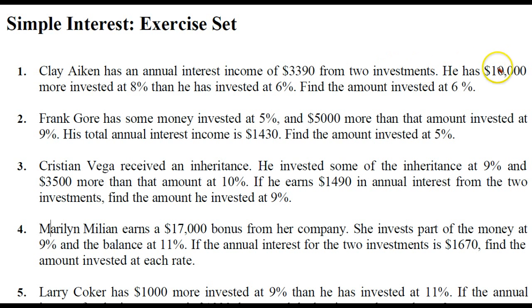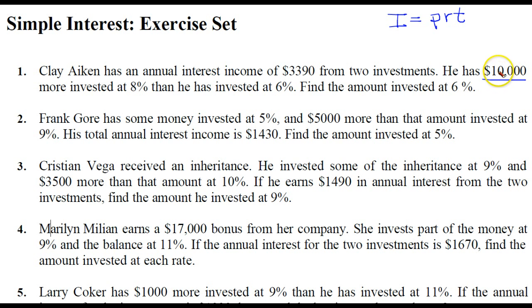Now, for something like this, we're going to use: interest equals principal times the rate times the time. That's our basic formula that we'll be using in this. Now, he has a certain amount of money, which will be his principal. But for these, we're going to divide this 10,000 into two parts.